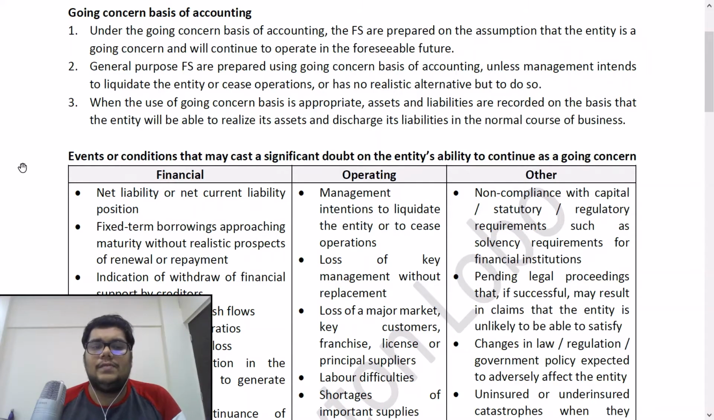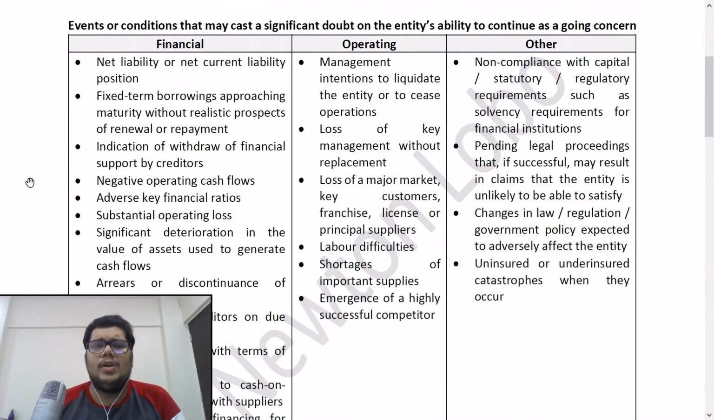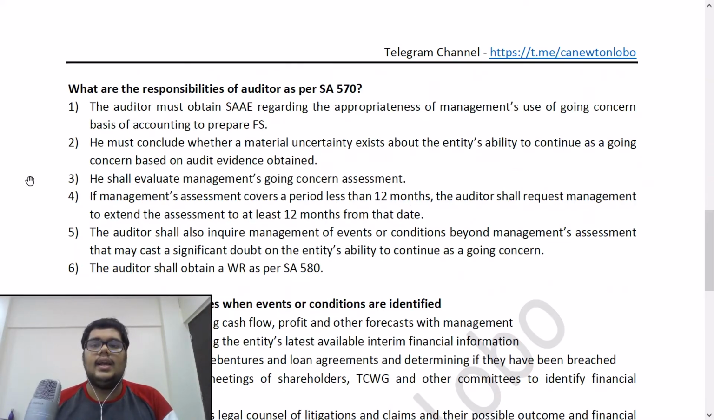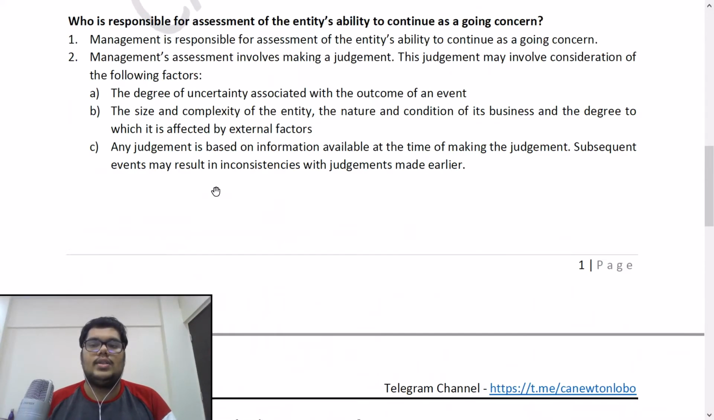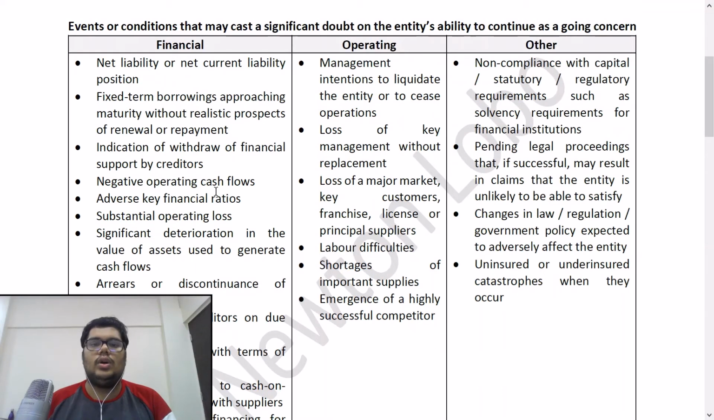Now the next question, which is an important question and a simple question also: events or conditions that may cast a significant doubt on the entity's ability to continue as a going concern. So this question speaks about different kinds of examples that may indicate that the company may no longer continue as a going concern. Now in this there are three types of indicators. There are financial indicators, operating indicators, and other indicators. So first we will see the financial indicators.